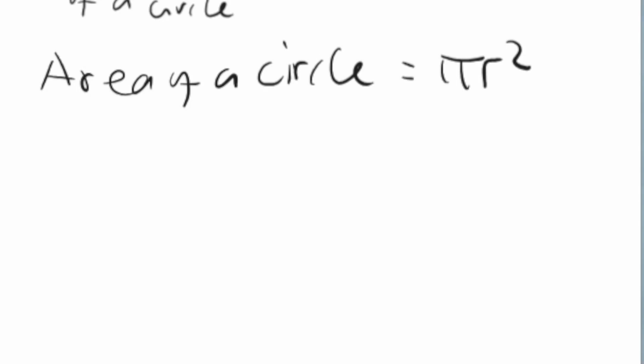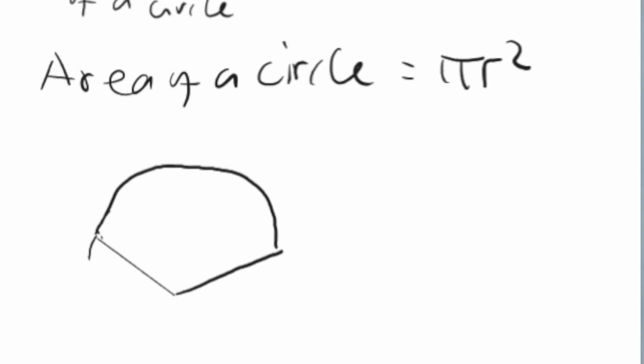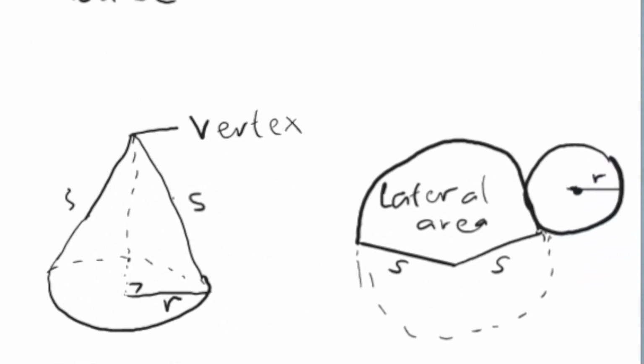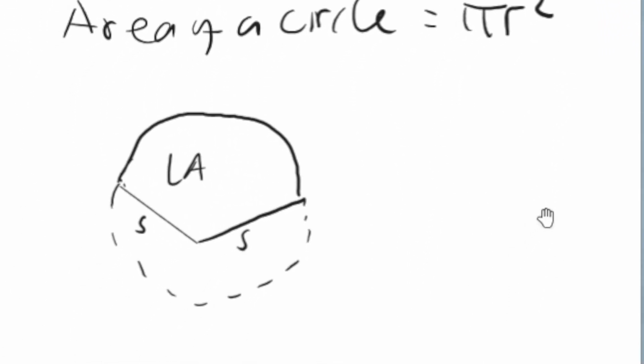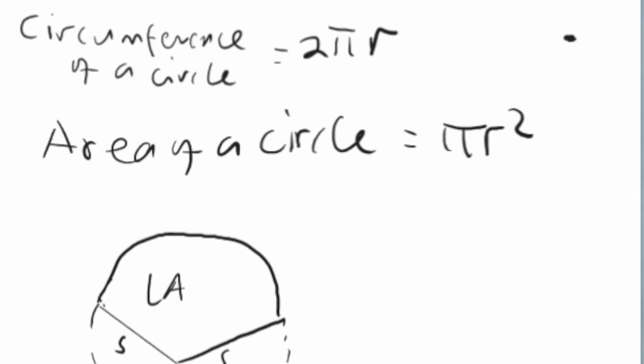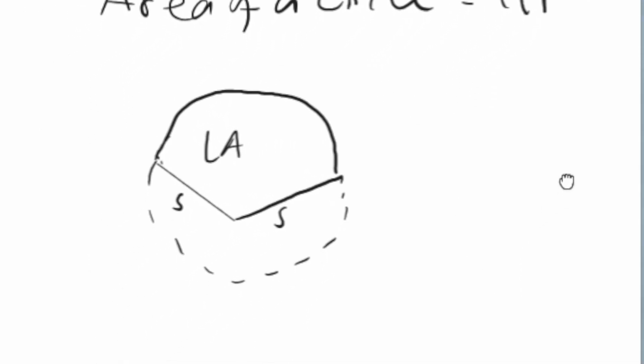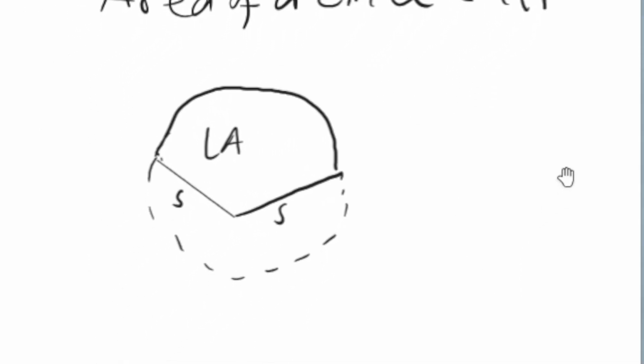So this is the lateral area of the cone that we had, as I did it on top there, but I'm doing it separate here, and then I extended it to have a larger circle. This is S, this is S, this is the lateral area, just as I demonstrated it over here. So now we know the area of a circle is pi r squared, and the circumference of a circle is 2 pi r.